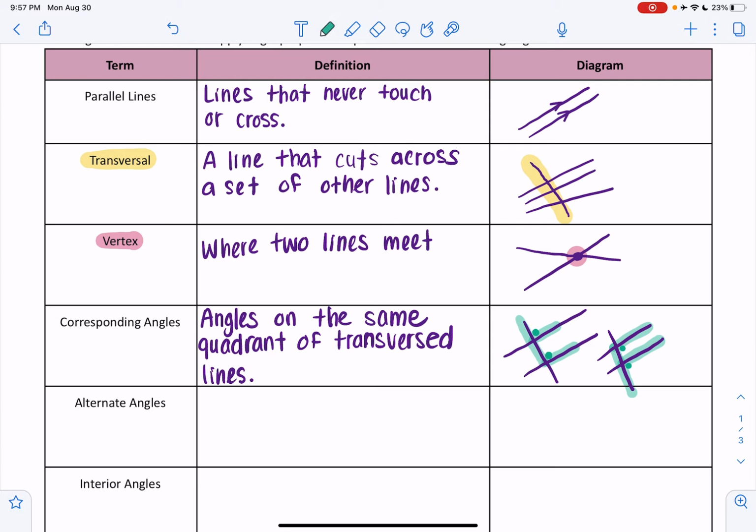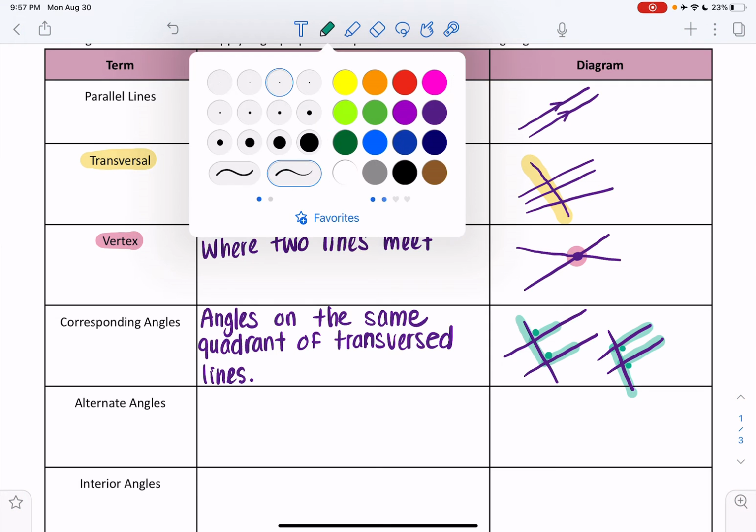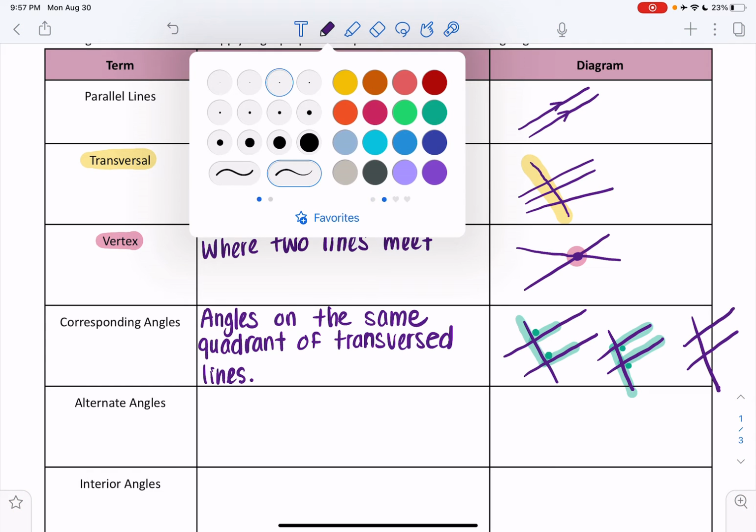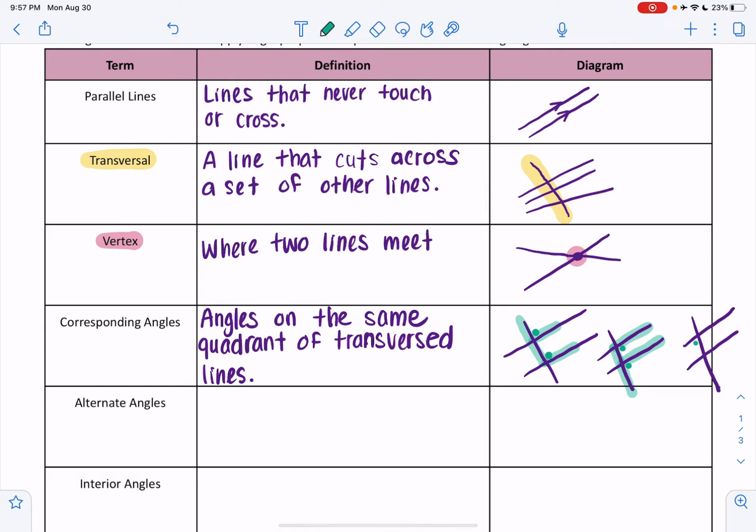Now the next one here, we could also have it looking something like this. We could have it the other way. So again, we need our two lines, our transversal. And I could also have a backwards F. That's okay too. So it looks like that. So it can be a backwards F, an upside down F, but in general, it has that letter F shape.